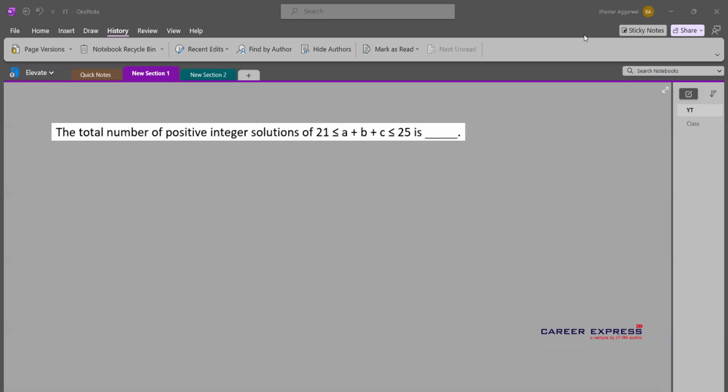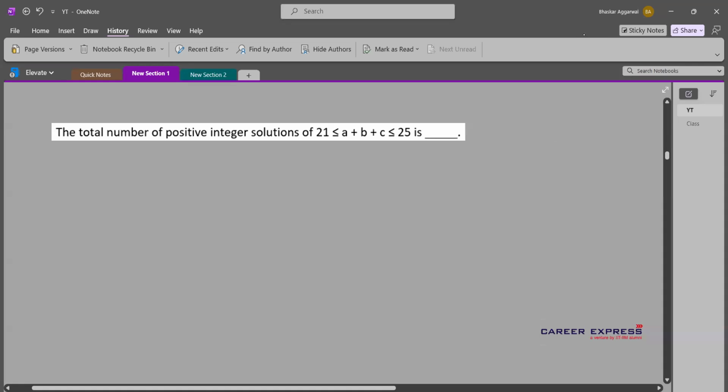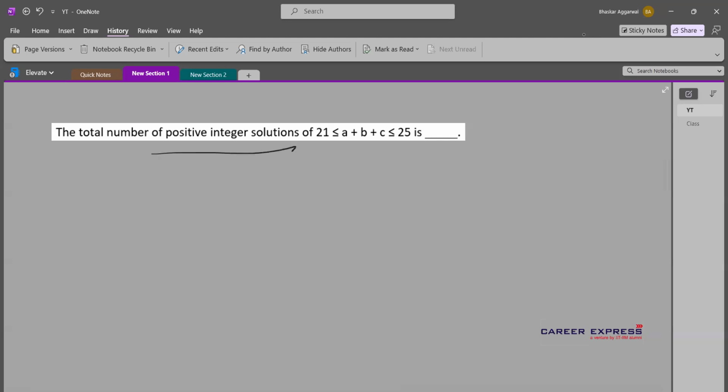So we have a question from IPM Indore 2023 exam, QA essay section. Here we need to find the total number of positive integer solutions so that this holds true. We need to find how many different values of A, B, C can be there for which their sum will be more than or equal to 21 and less than or equal to 25. We don't have to find what the values are, we have to find how many such values are possible.